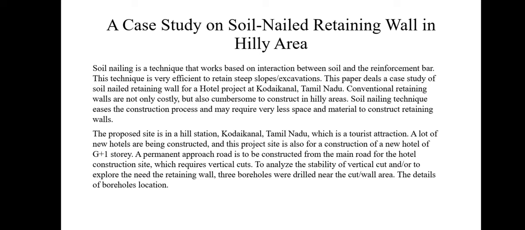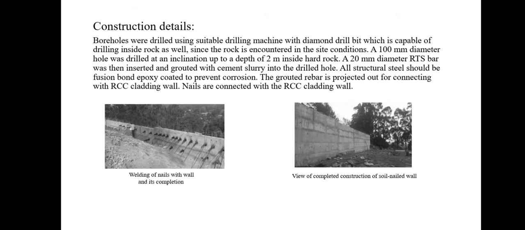The proposed site is in the hill station Kodaikanal, Tamil Nadu, which is a tourist attraction. So a lot of hotels are there and are being constructed. And this project site is also for construction of a new hotel of G+1 storey. To analyze the stability of the vertical cut and to explore the retaining wall, three boreholes were drilled near the cut wall area. Here are the details of the borehole locations.